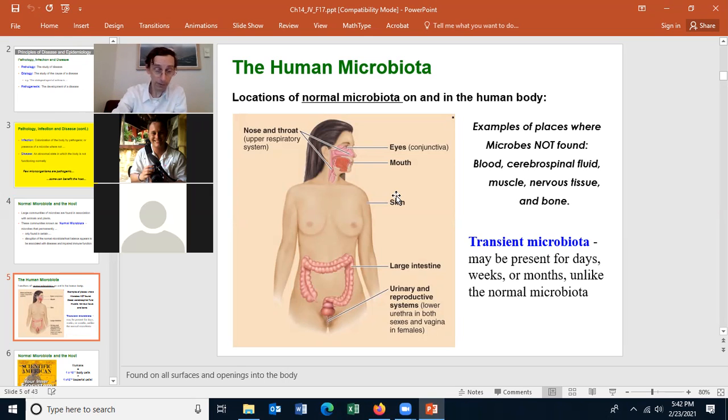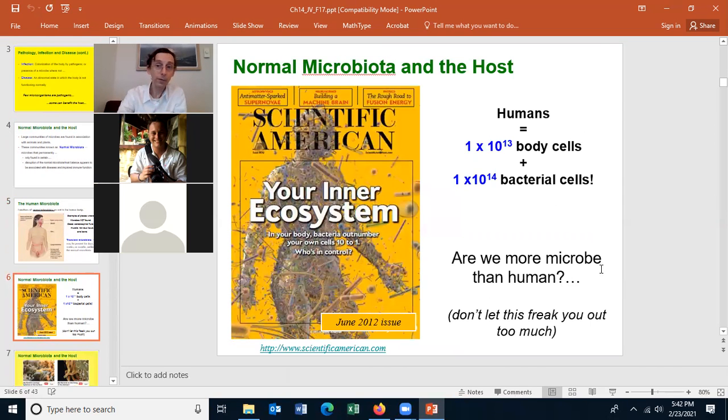Staphylococcus aureus, if you don't know, is a human pathogen. It can cause skin lesions, and on my aunt it did. That's why she was receiving treatment for it. When it was a transient microbiota for me, it didn't cause any skin lesions, and it then went away. The normal microbiota and the host, let's talk a little bit more about that topic.